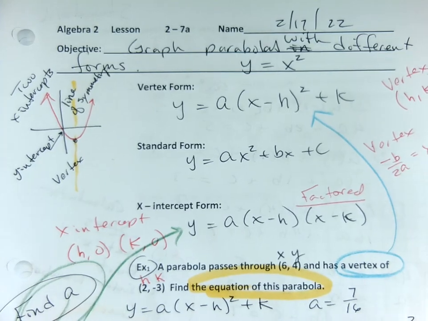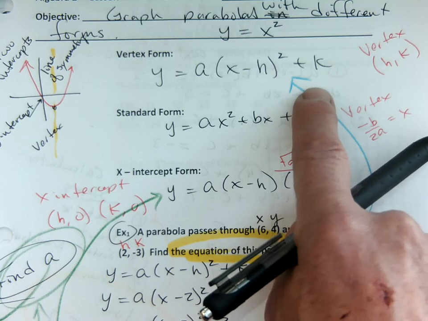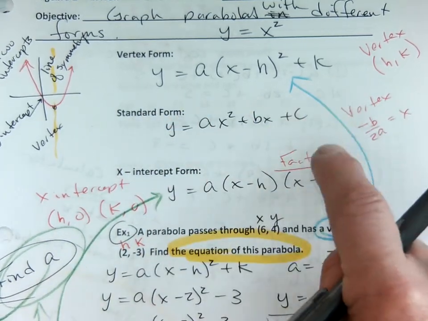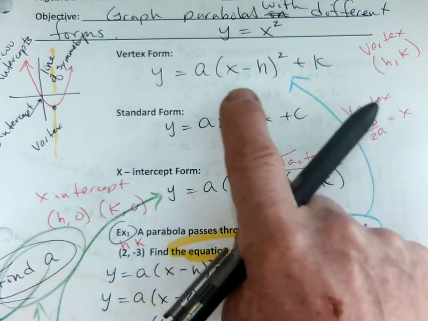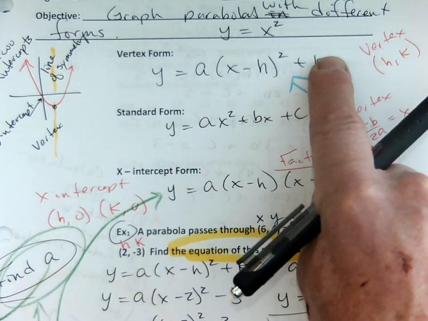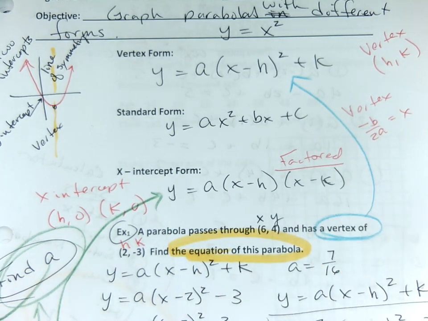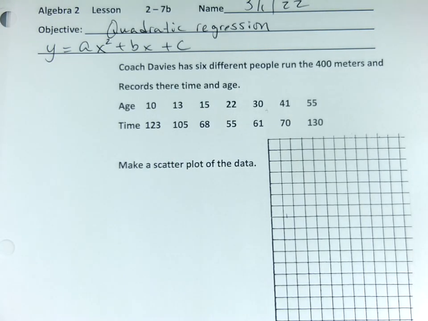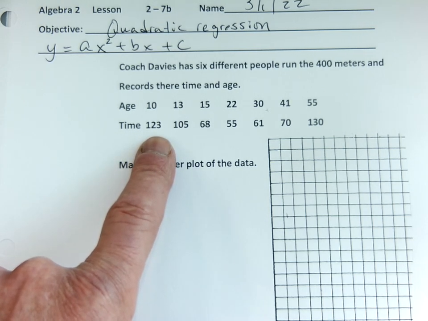We have three different forms from prior notes: the vertex form, the standard form, and the x-intercept form. In our warm-up, we practiced our vertex form, and in our warm-up, we practiced our x-intercept form. If you want to take a picture and borrow my notes someday on these, you're welcome to.